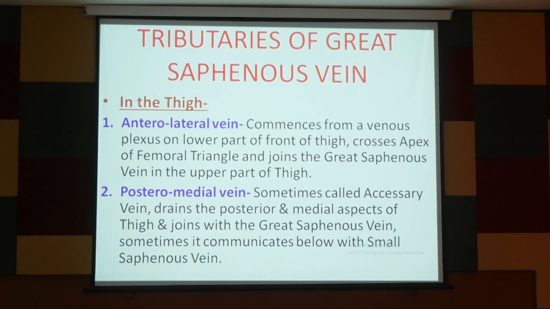Now, the tributaries of the great saphenous vein in the thigh. The anterolateral vein commences from the venous plexus on the lower part of the front of the thigh, crosses the apex of the femoral triangle and joins the great saphenous vein in the upper part of the thigh. The posteromedial vein, sometimes called the accessory vein, drains the posterior and medial aspect of the thigh and joins the great saphenous vein. Sometimes it communicates with the small saphenous vein.